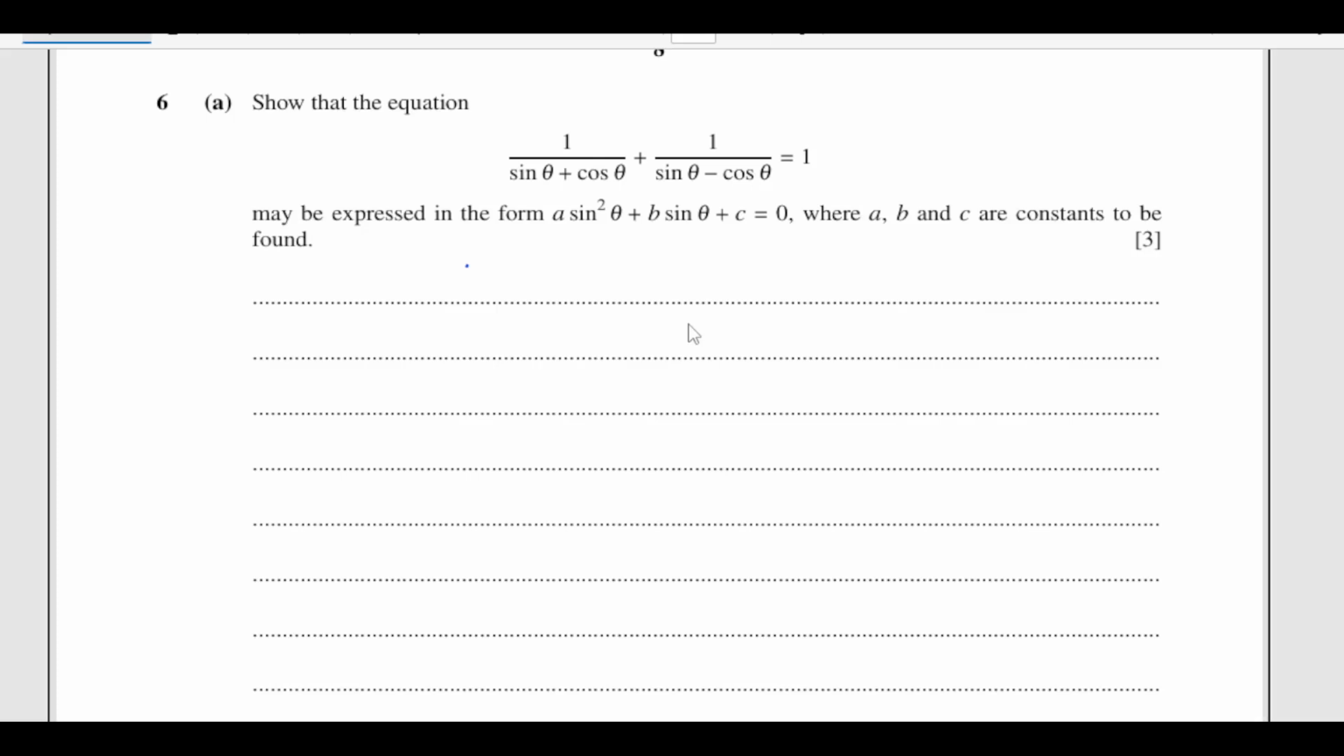This is the second part of Cambridge E-levels October November 2022 paper 1. In the first video we did questions 1 to 5. Here we will do the remaining questions.